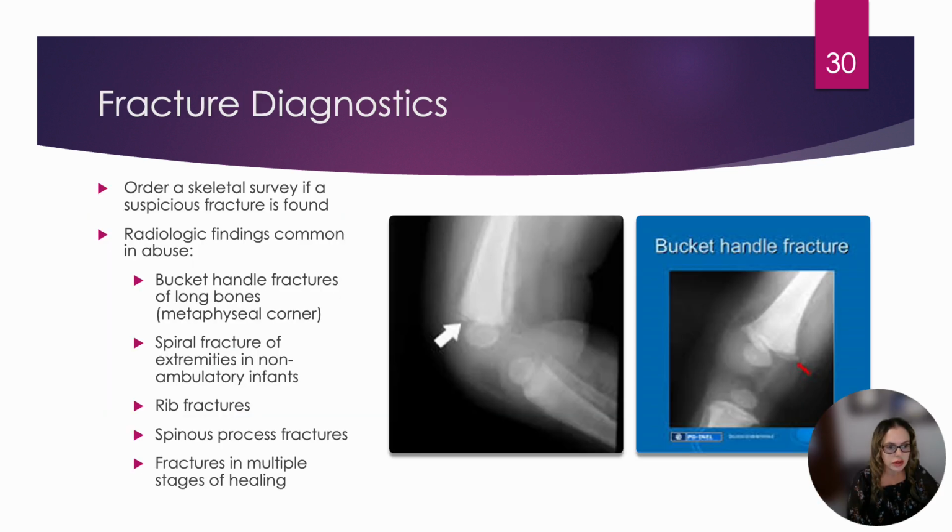Fracture diagnostics. You want to order a skeletal survey. If there's any suspicious fracture found, like this bucket handle fracture, you would want to order a skeletal survey. Radiologic findings that are common in abuse are bucket handle fractures of the long bones, spiral fractures of the extremities, rib fractures, anything in the spinous process in a young child, or fractures with multiple stages of healing, or multiple fractures. One time you see a wrist fracture, then a collarbone fracture. This is not just a clumsy child. This needs to be investigated.